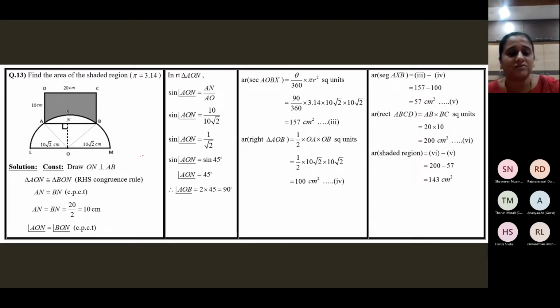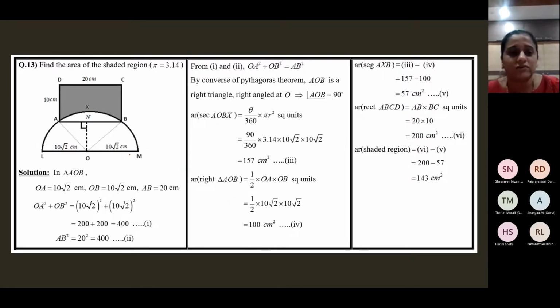So this part is important. Please concentrate on this. Here I've found the sector angle using Pythagoras' theorem. Actually, we don't need the construction here. We don't need this construction here. We don't need that. Otherwise the calculation is the same.